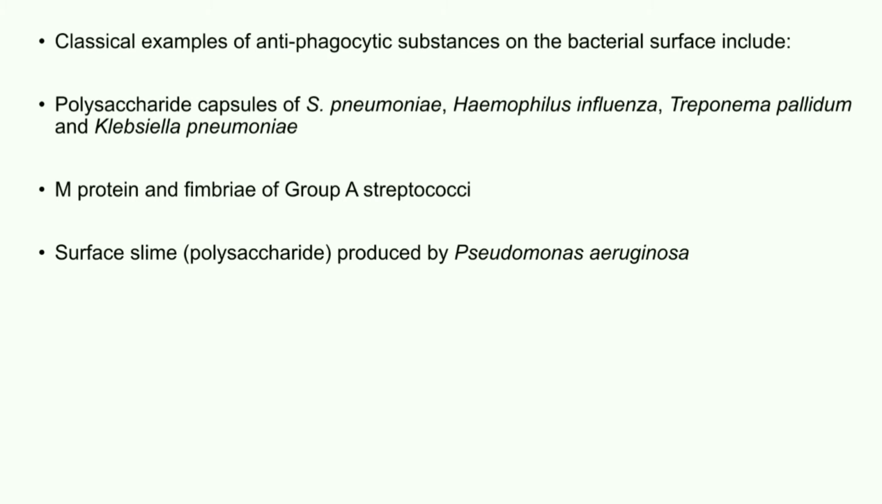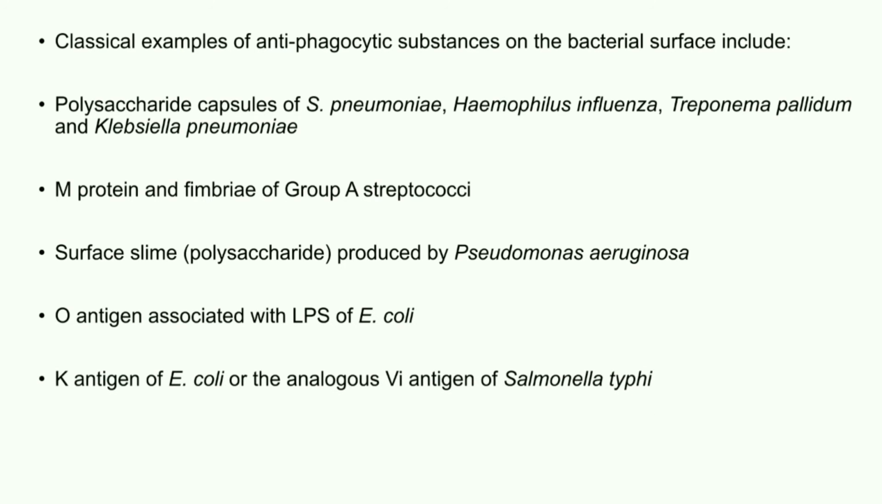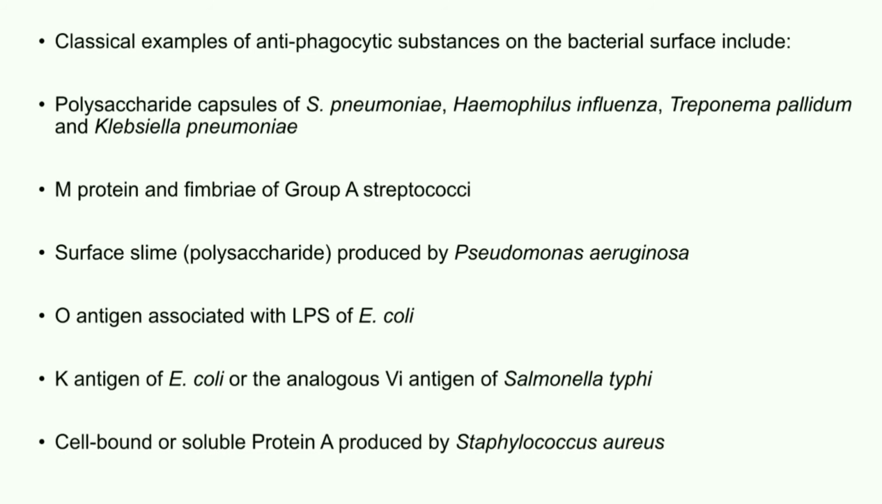Surface slime, that is similar to the capsule, is produced by Pseudomonas aeruginosa. The O antigen associated with the lipopolysaccharide of E. coli, the K antigen of E. coli, or the Vi antigen of Salmonella typhi are all antiphagocytic in nature. The cell-bound or associated protein A produced by Staphylococcus aureus is also known to have antiphagocytic activity, thus preventing engulfment by phagocytes.